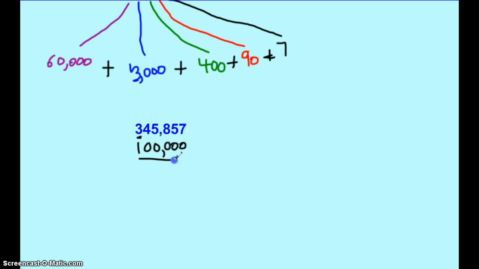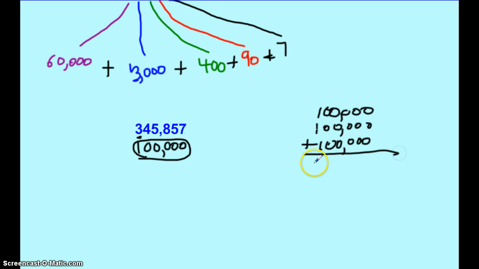And now we can easily see that the 3 is in the 100,000s place. And of course the 3 tells us we have 3 of these. So if we wanted to count them up, we would count 3 100,000s. So that's 100,000, another 100,000, and then another 100,000. And of course that's an easy one because that would just be 300,000.